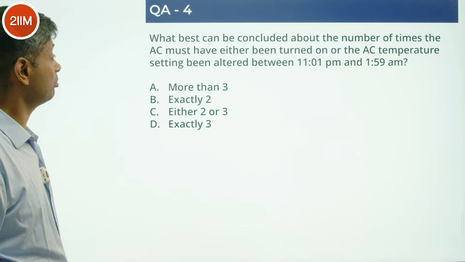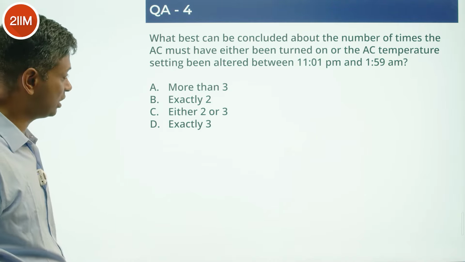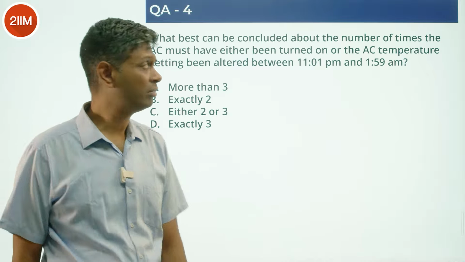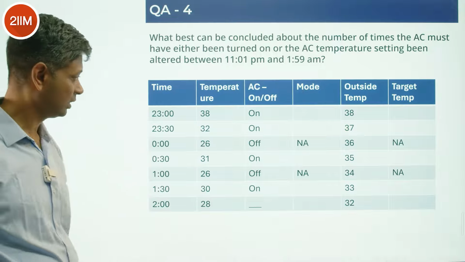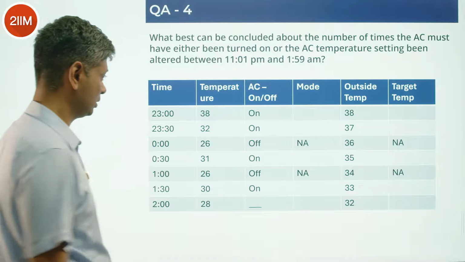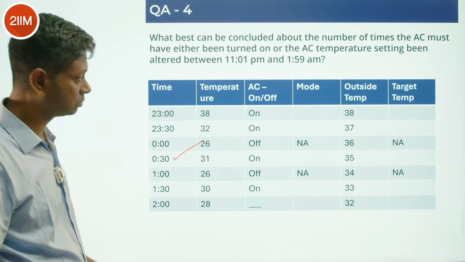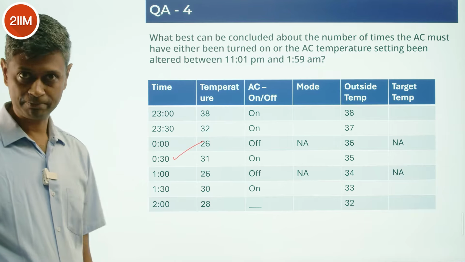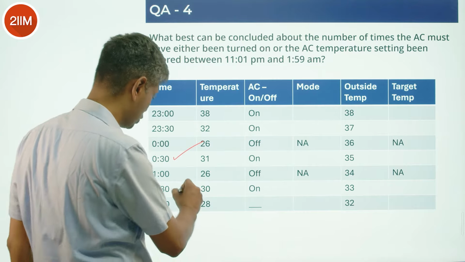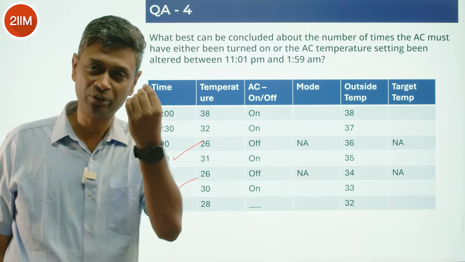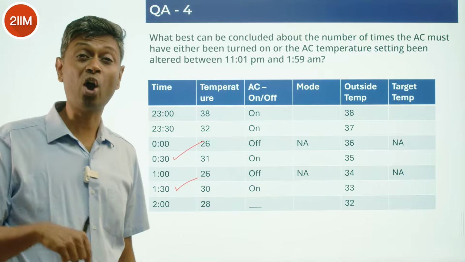What best can be calculated? The number of times the AC must have been either turned on or the AC temperature setting been altered between 11:01 p.m. and 1:59 a.m. Turned on or altered. Turned on definitely at this slot. At 11 o'clock it is switched on. From 11:01 p.m. At 12:30 it is switched on for sure. At 1:30 it is switched on for sure. Twice it happens for sure. At 11 it is switched on. At 12 and 1 it is switched off. We won't count.